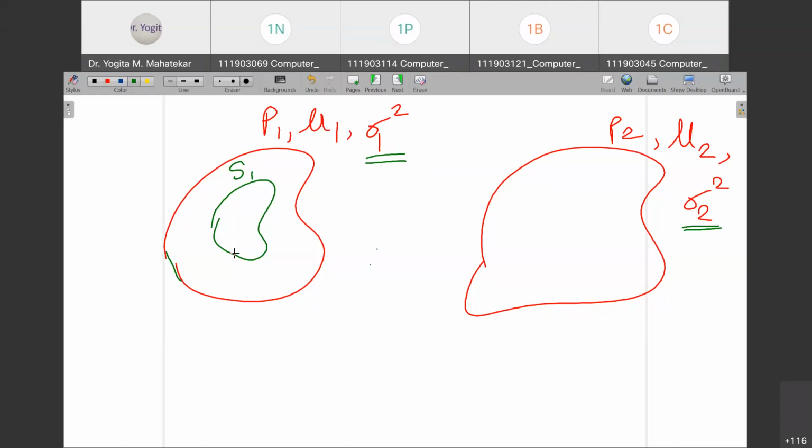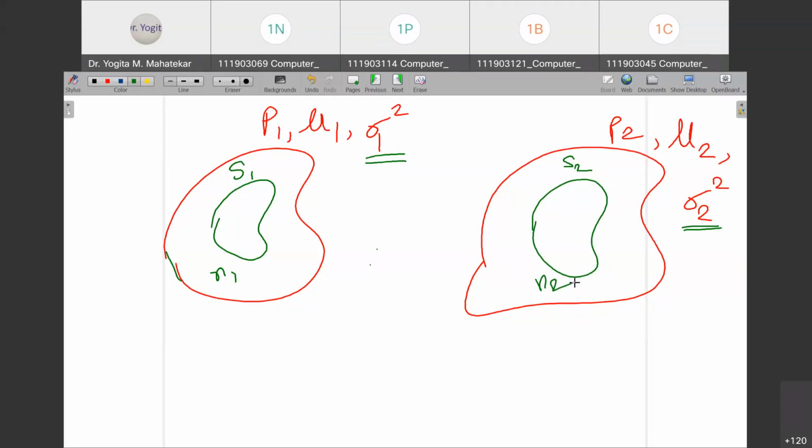What is the size of this S1? S1 is the sample from the first population, and n1 is the size of that first sample S1, which we have drawn at random. From the other population P2, I will pick up a random sample of size n2, which I will call sample S2, having size n2.